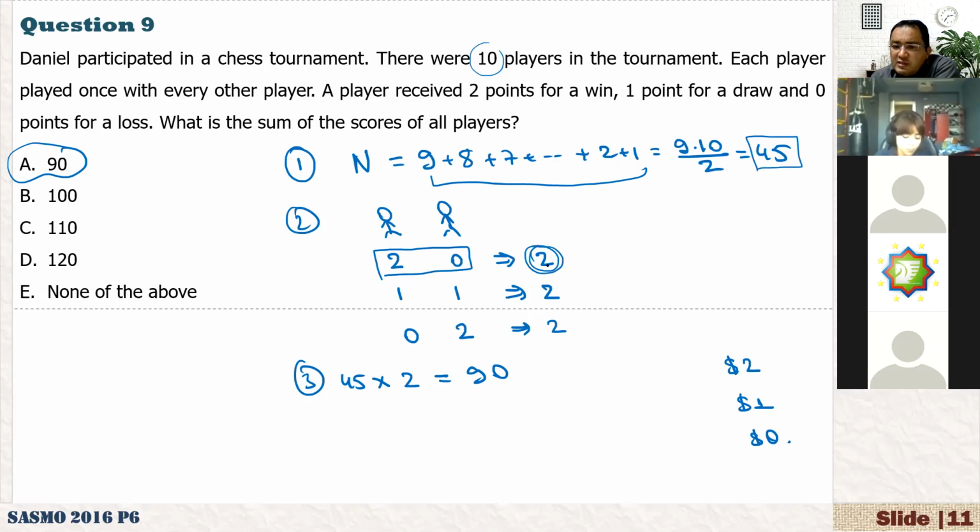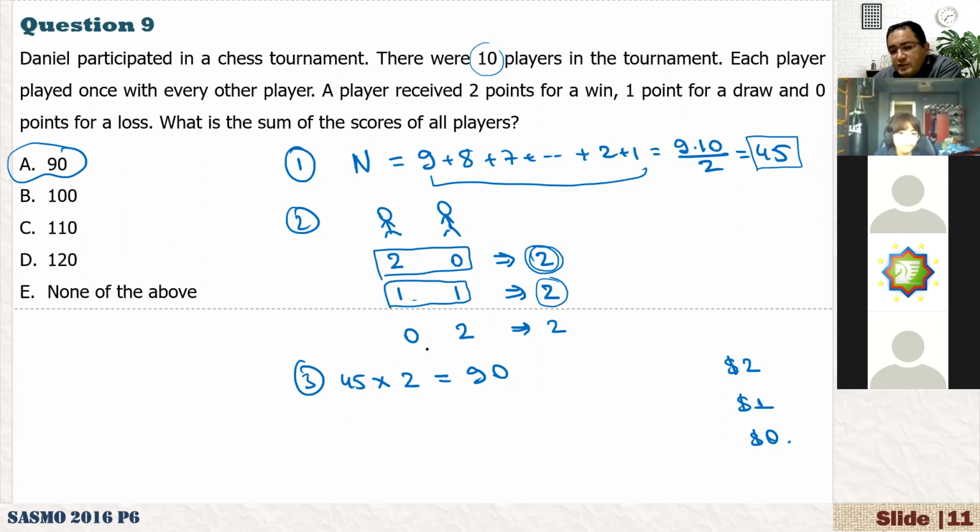Because the winner gets $2 and the loser gets $0. The second case, how about the result is a draw? That means each person gets $1, right? So that's 1 plus 1. Still, actually, we are giving $2 to one game.